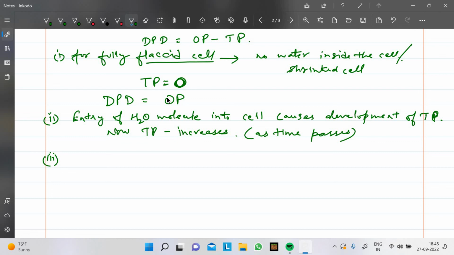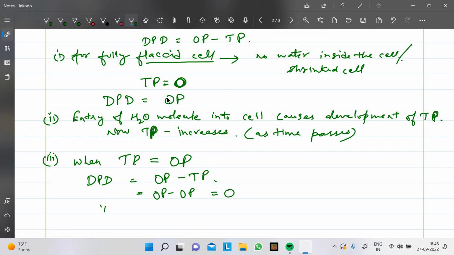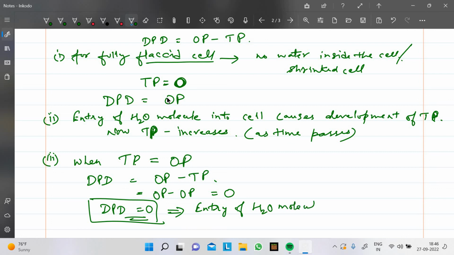A level will come when this turgor pressure becomes equal to the osmotic pressure. When turgor pressure becomes equal to osmotic pressure, then what will happen? We know that DPD is equal to osmotic pressure minus turgor pressure. I can write turgor pressure in terms of osmotic pressure and it will become 0, that is, DPD becomes 0. What does it mean? Entry of water molecules into the cell stops.